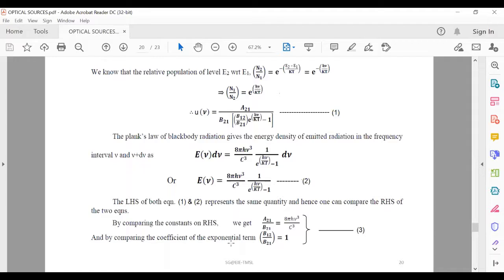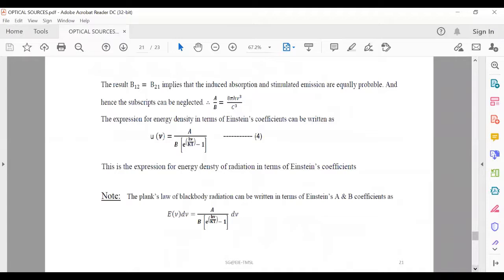And by comparing the coefficient of the exponential term, we can get it as 1. And after that, from this equation, if both constants, A and B, are the Einstein constants, and if B12 is equivalent to B21, then we can write that this has been neglected, and the final expression for the energy density in terms of the Einstein coefficients can be written as this one. Okay, so this is the main equation. And that is the expression for energy density of radiation in terms of Einstein's coefficients.